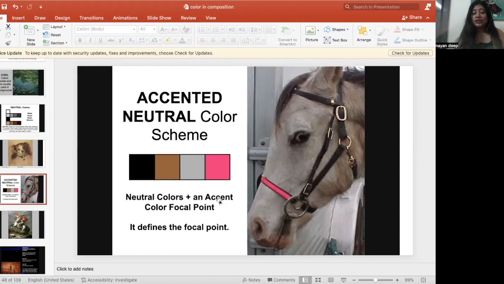Neutral colors plus an accent color focal point. It defines the focal point. It is the principle of design called emphasis. This is creating a contrast which is taking our eyes here, that is creating emphasis. So a monotone background and a contrast is called an accented neutral color scheme.